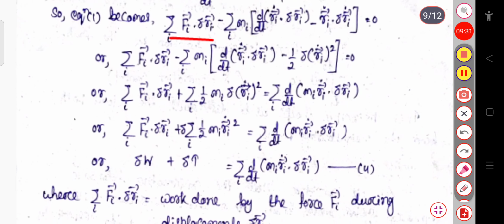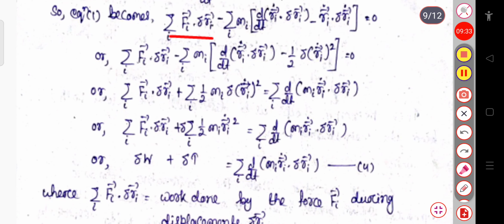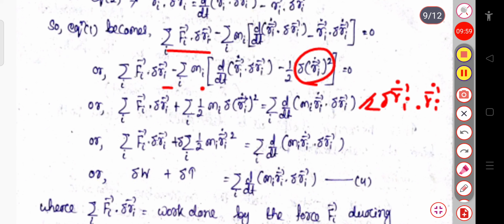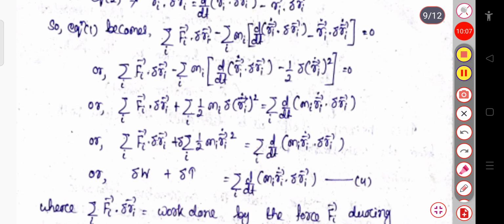Now we can solve this one. This is F_i · δr_i minus the sum over m_i of d/dt of (r_i dot · δr_i) minus, in place of r_i dot · δ(r_i dot), I can write 1/2 δ of r_i dot squared. Because if I take the derivative of this, it will be 2 times δr_i dot times r_i dot, so the 2 cancels, and this will be δr_i dot · r_i dot. In this way I can represent this term as 1/2 δ of r_i dot squared, and this is equal to 0.